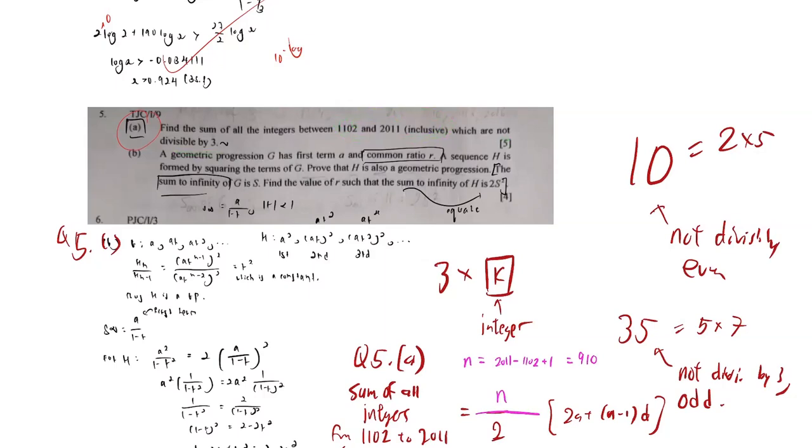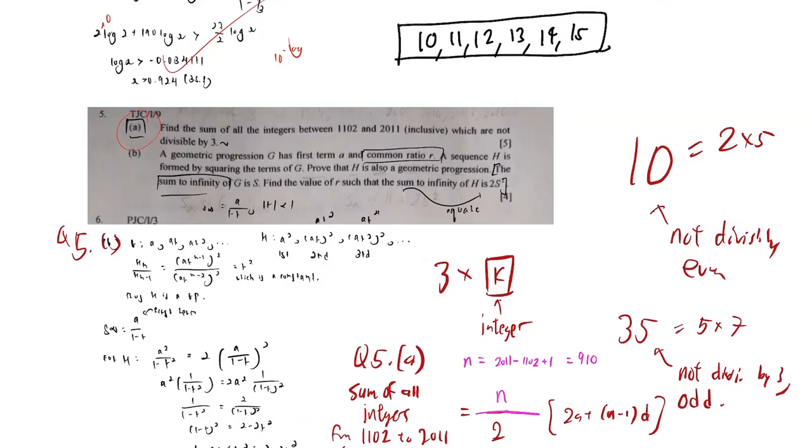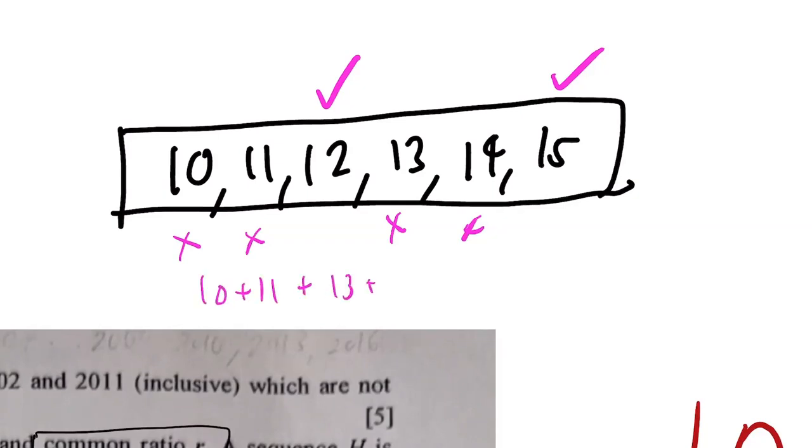Maybe I'll give an example. 10, 11, 12, 13, 14, 15. Let's say instead of 1102 and 2011, I change it to 10 and 15. Then the question is, find the sum of all the integers within 10 to 15 which are not divisible by 3. So what are they? Let's just mark the ones that are divisible by 3 and the ones that are not. So our goal is to find 10 plus 11 plus 13 plus 14.